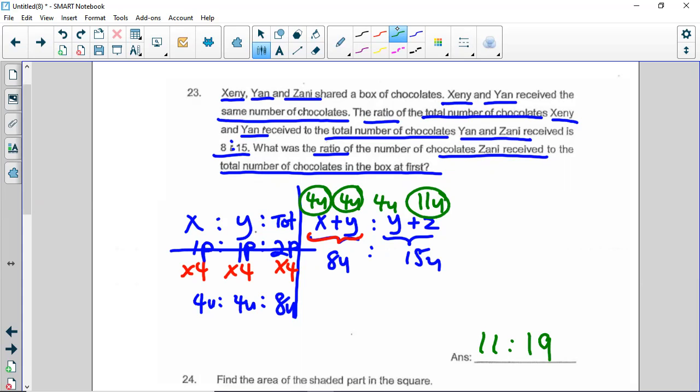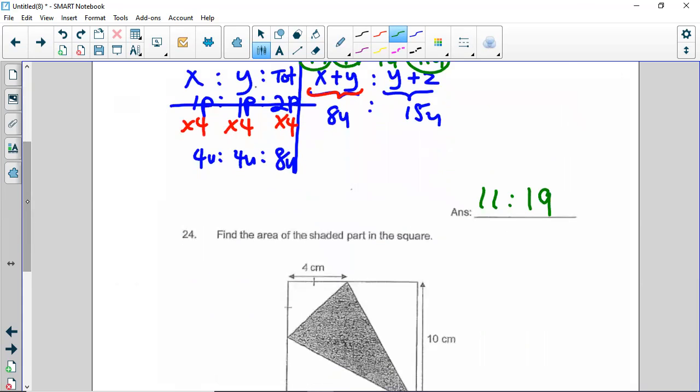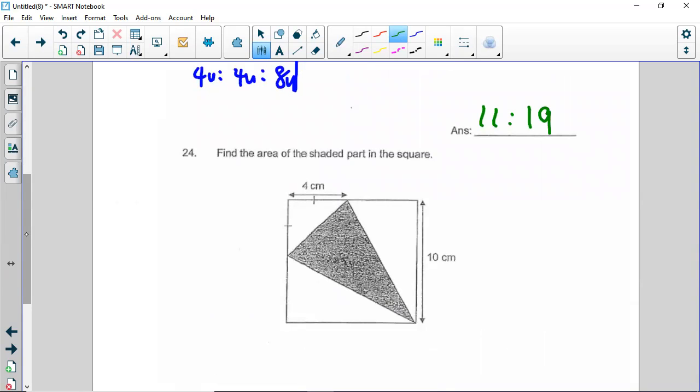Okay, that's the ratio method. Let's go to 24. Find the area of the shaded parts. If you look at the shaded part, you find that it's very hard to find the area because there is no base. You can't find any number on any side of the triangle. So what do we do? Then we look for other regular shapes to find their areas.